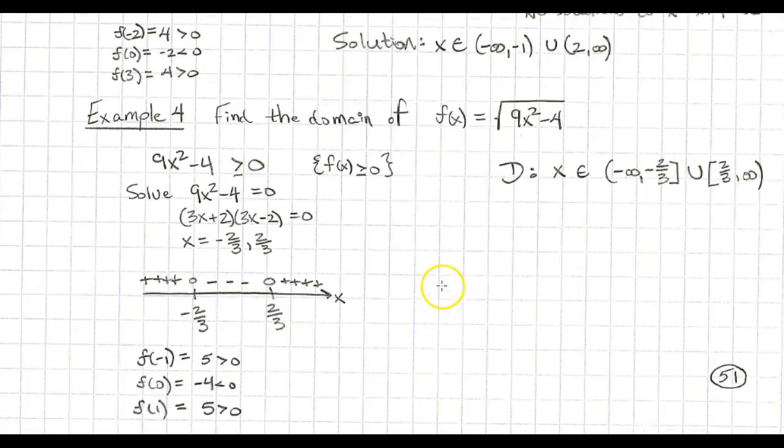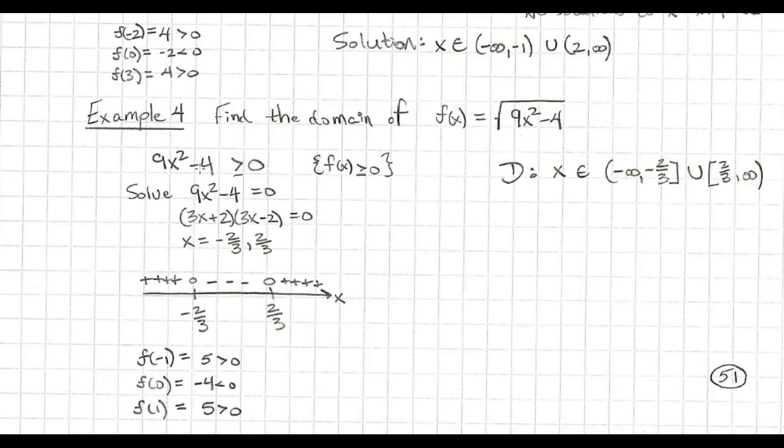All right, we're going to use the same idea to find the domain of f of x equals the square root of 9x squared minus 4. So when you're asked to find the domain of a function like this, what you need to think about is that everything under a square root has to be positive or 0. So essentially what I'm saying is, what values of x make 9x squared minus 4 positive or zero, in other words, greater than or equal to zero. So that's what I want to solve, which is a polynomial inequality.